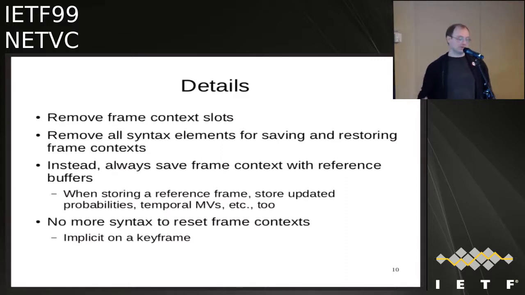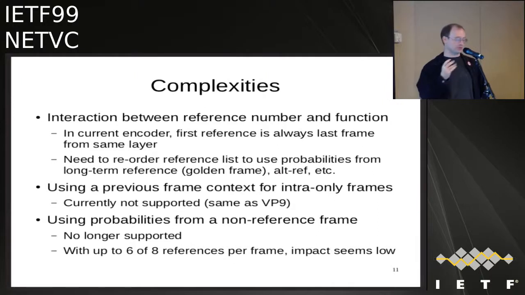So there are a few complexities with this. As Jonathan Lex points out, there's now an interaction between the reference number in that list and what its function is. In our current encoder, the first reference was always the last frame, the most recent frame from the same layer. So now you need to reorder that reference list to use probabilities from your long-term reference or from an alt ref or some other type of frame. But that's just a mapping on the encoder side. It shouldn't have any functional changes.